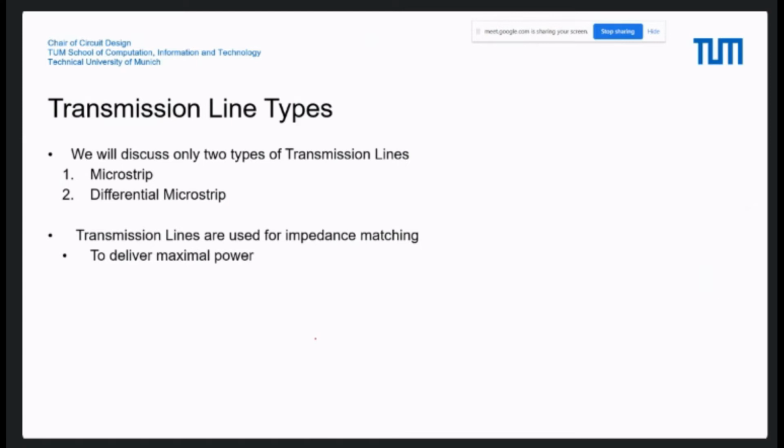And transmission lines are often used for impedance matching. That means you want to deliver the maximum power. If you have a mismatch, it means that at your sink, you do not have 100% power, you have maybe 80% power, and 20% power goes back to your source. And this can also destroy your source. It's very important to know.